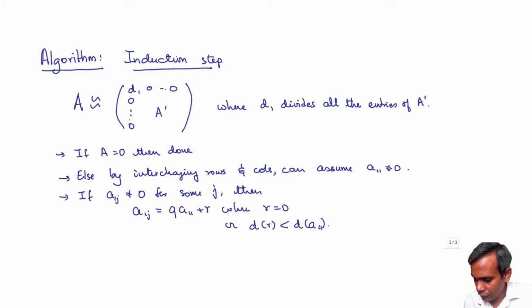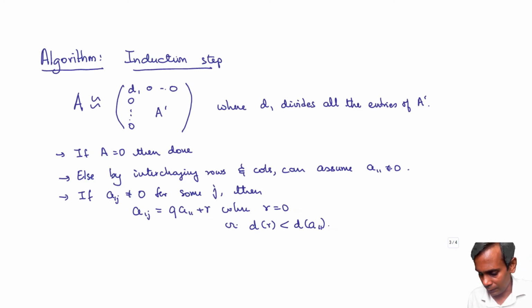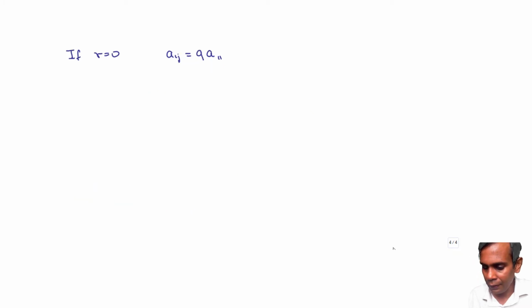Okay, so now if R is equal to 0, so what we have is A1j equals QA11, right? That's what we are saying. So then what we can do is, so we have this A11 here, we have a bunch of stuff here, and we have A1j here, and so this is our matrix, and we have some stuff here. I don't really care.